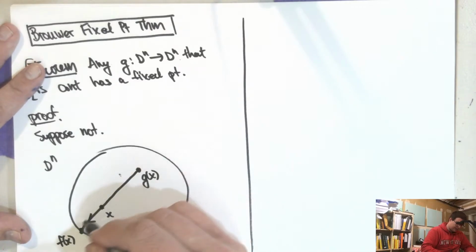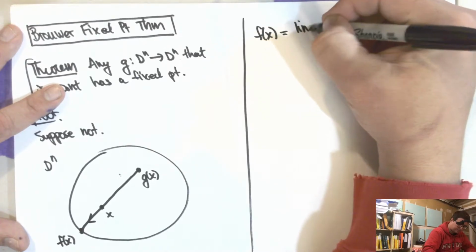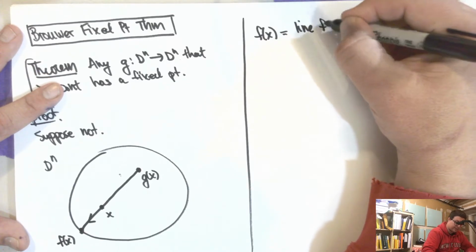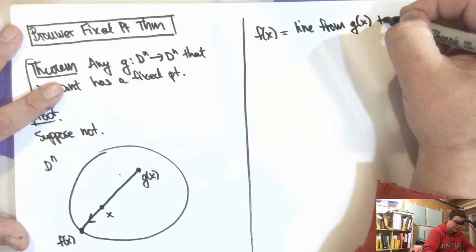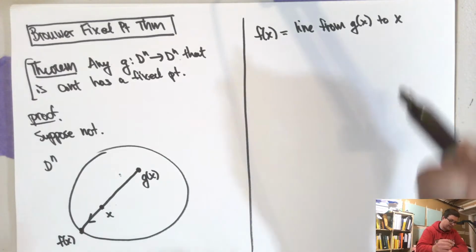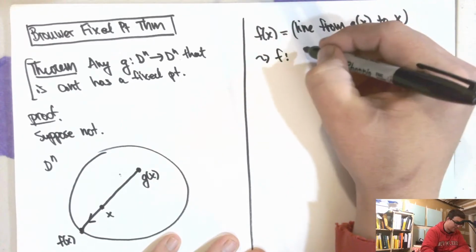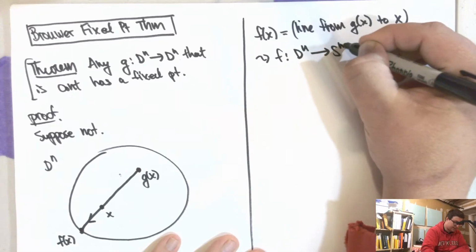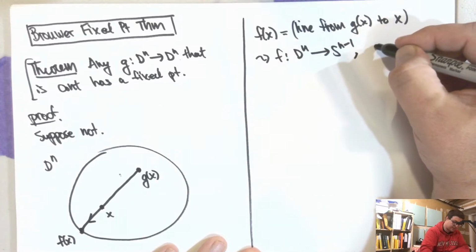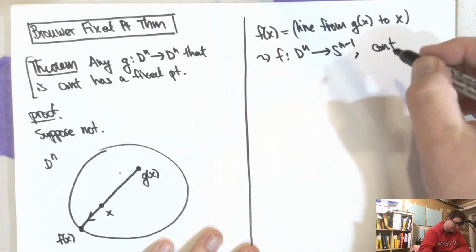So we take f of x to be the directed line, so it's a ray, from g of x to x. And this gives us a map. So this gives us a continuous map f from D^n to S^(n-1). Okay, f is continuous, right?